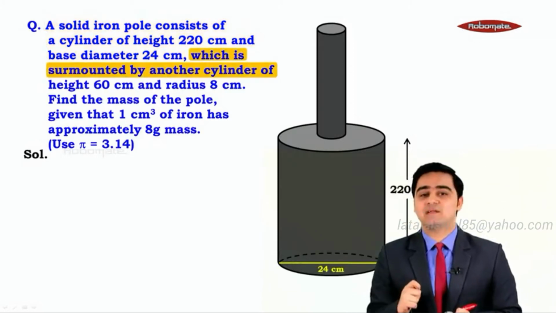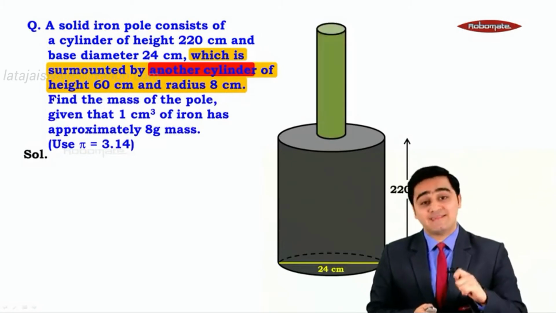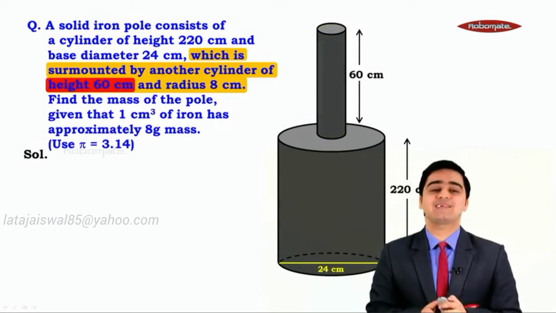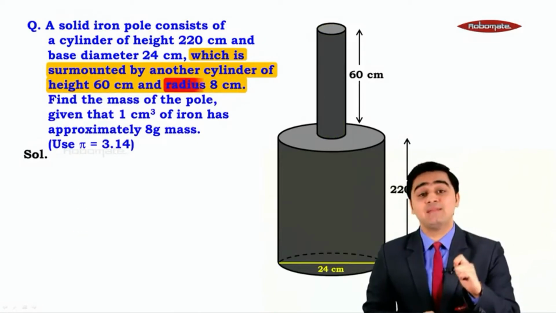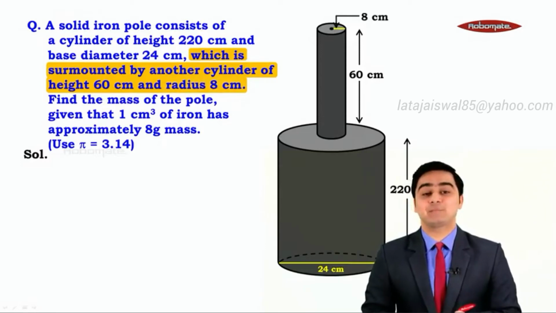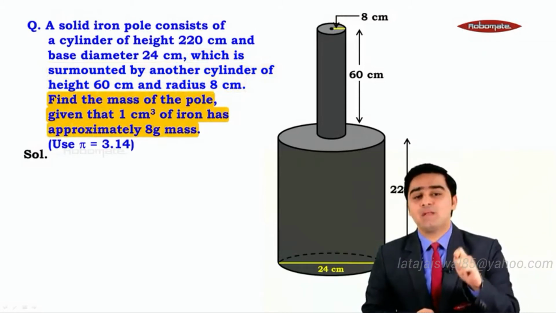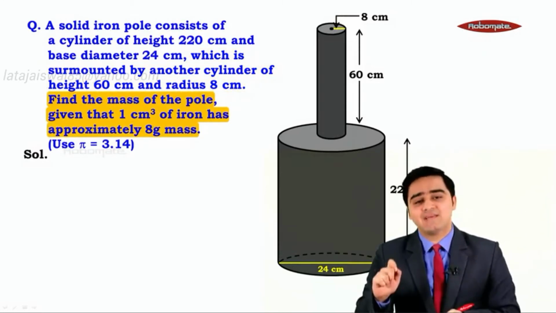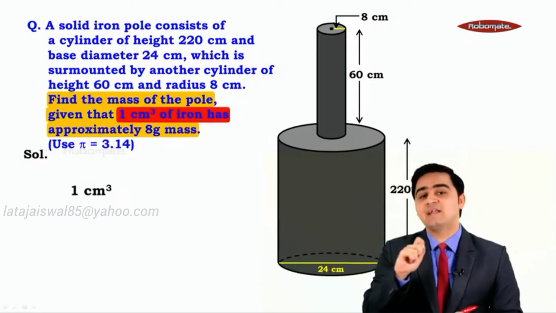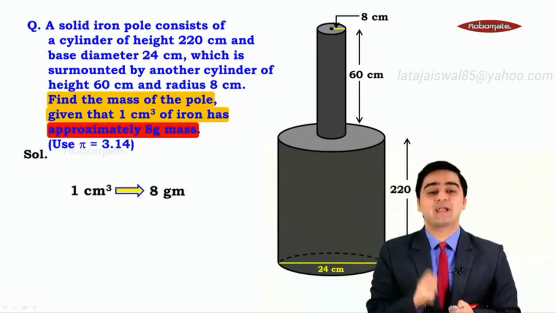Now this bigger cylinder is surmounted with another smaller cylinder, and they have provided us with the dimensions of the solid cylinder, wherein the height is given as 60 cm and the radius is given as 8 cm. It says to find the mass of the pole, given that 1 centimeter cube of iron has approximately 8 gram mass.